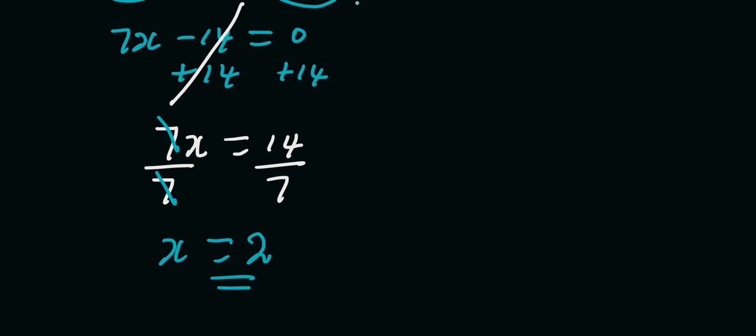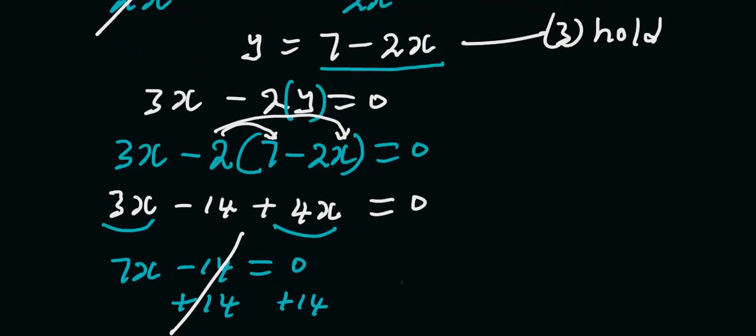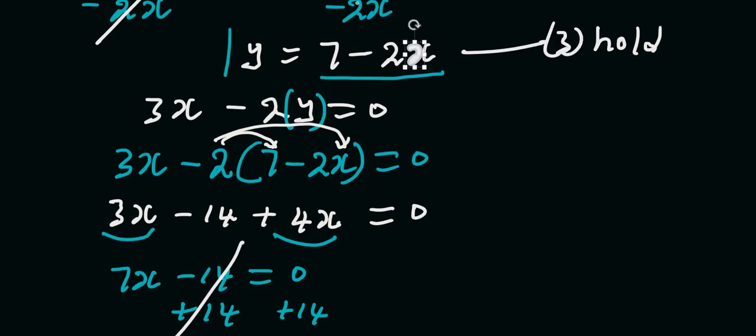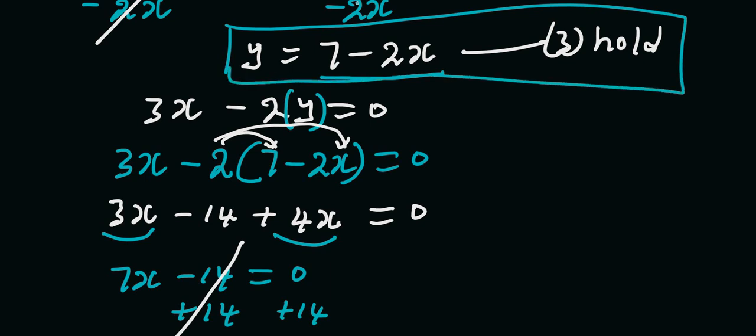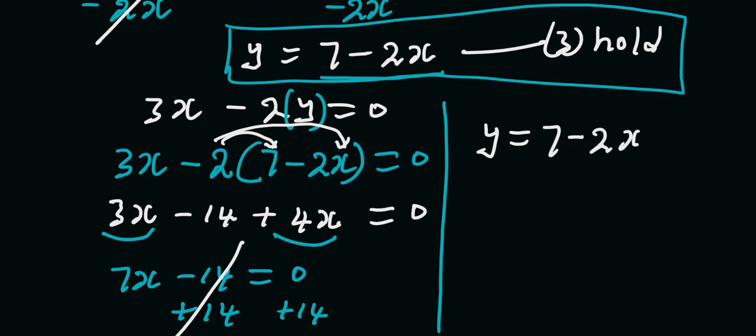Remember that we put equation 3 on hold. So now we're going to take this value of x and substitute that into equation 3. So let's go back to equation 3. Look at equation 3 over here. We put it on hold. Good. So now, let's write it out. y is equals to 7 minus 2x. Remember, we found the value of x to be 2. So let's substitute that into this position here. Let's bring the value of 2 over here.